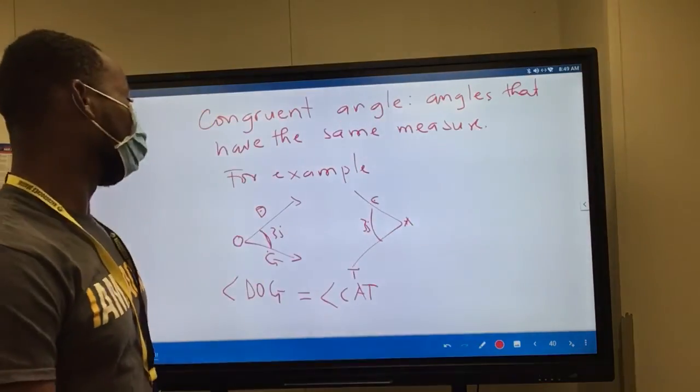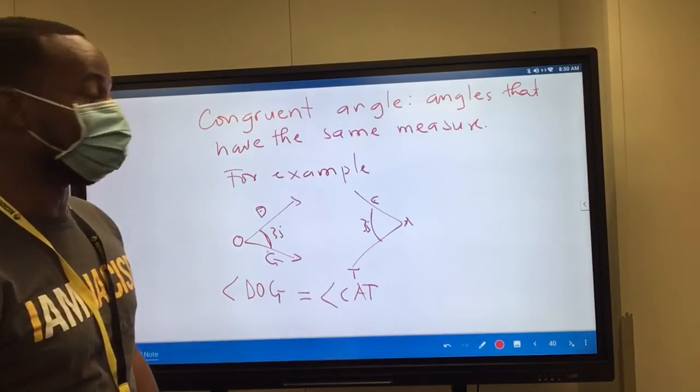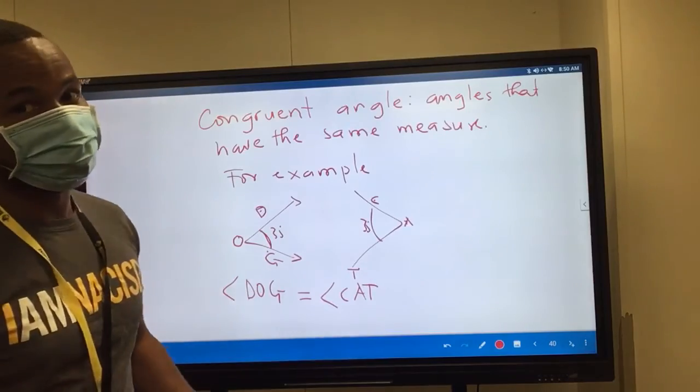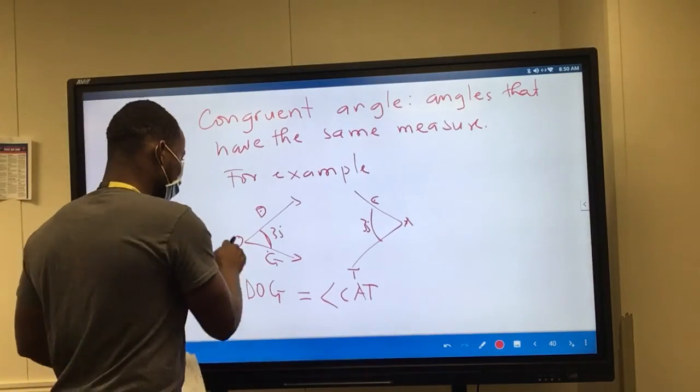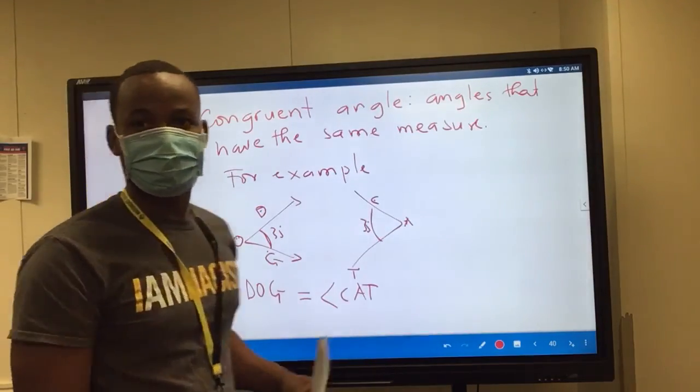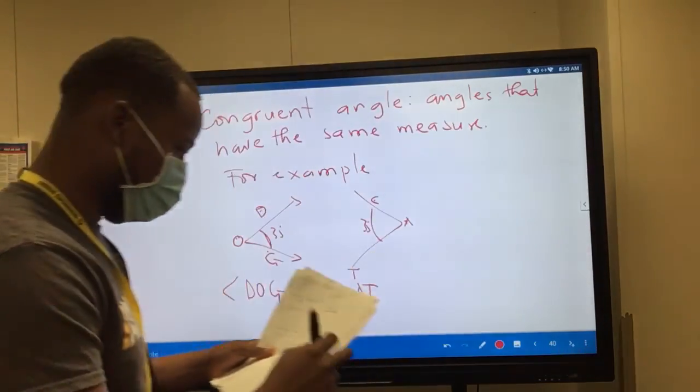Yeah, this is the only time dogs are the same as cats. But the angle is called DOG, not dog. Remember that I put the middle one to be the vertex. That is very important. The vertex is always in the middle.